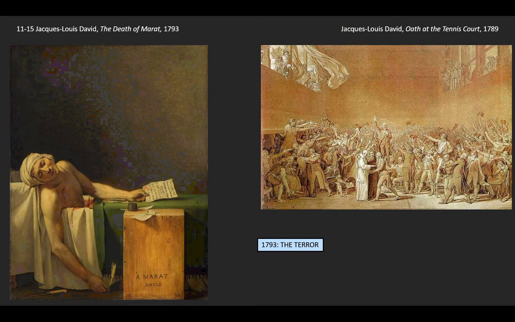So who is Marat? He was a hero to the revolutionary cause. Prior to the revolution, he was a journalist, a very popular, well-read journalist, whose writings helped to stoke the revolutionary cause. He had been writing about the fact that civil rights were something that every man should expect, that it wasn't reserved only for the aristocracy, but that civil rights were for the common man as well.